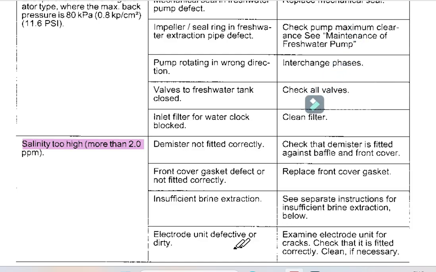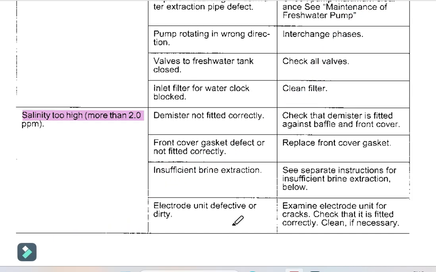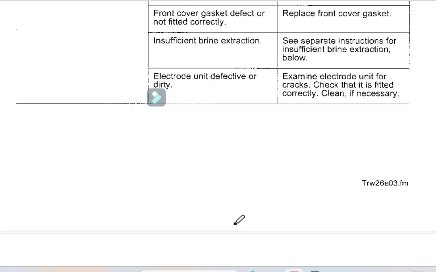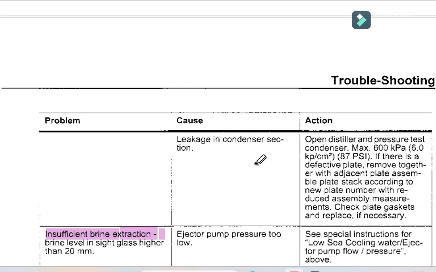We will see that. The electrode unit defective or dirty. Examine the electrode unit for cracks and change if required. Leakage in the condenser section. Of course, pressure testing of the condenser section is required.